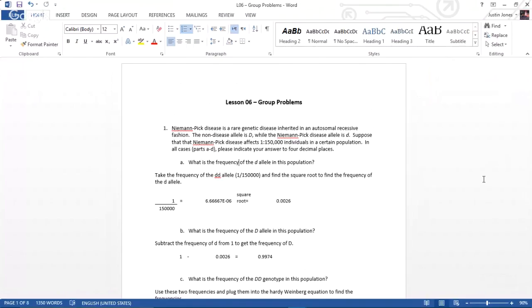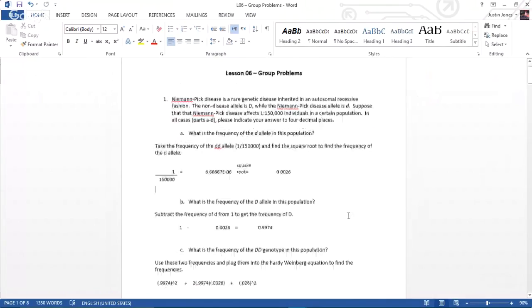Because this is recessive, we need both alleles. So some of them are carriers, and so they aren't represented in this 1 out of 150,000. There are more carriers than 1 out of 150,000, and one of the equations given to us, the Hardy-Weinberg, is the one that gives us information. So you take the square root of 1 over 150,000, and you get 0.0026.